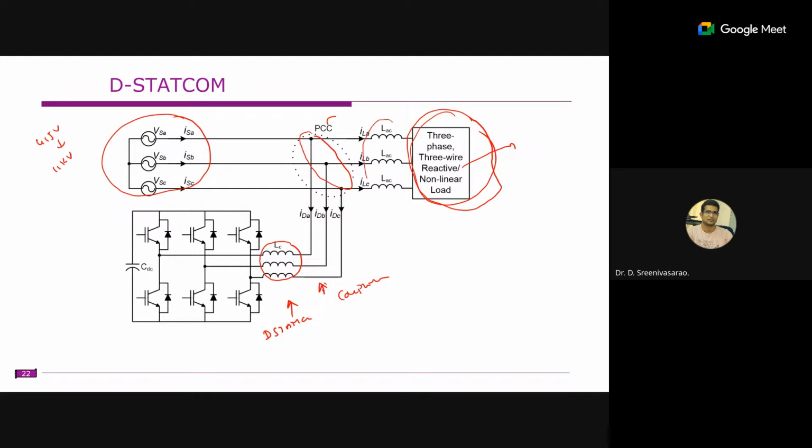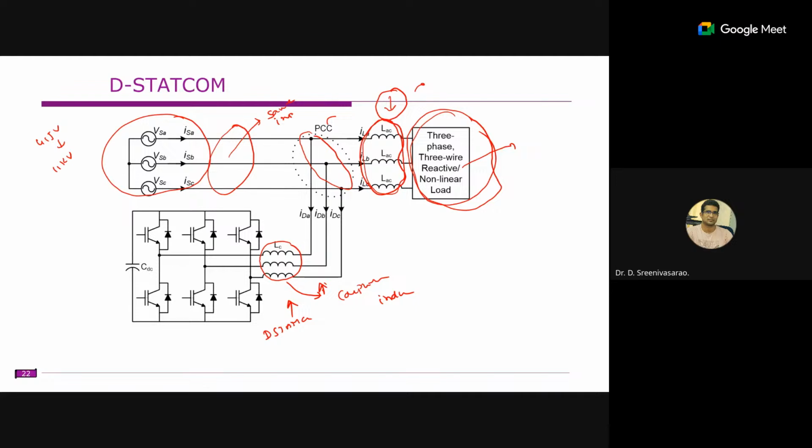We have some optional inductors on this side. These inductors are to suppress the harmonics. Similarly, some inductance will be present that is not shown here, which is the source impedance. These inductors are to suppress the harmonics on the load side, and this one is the coupling inductor.